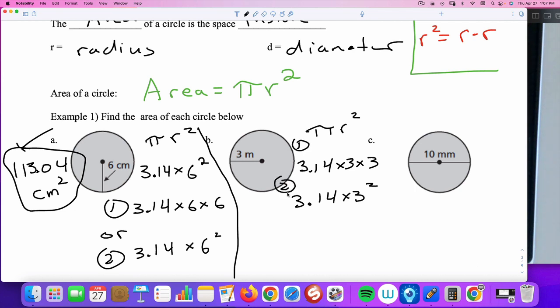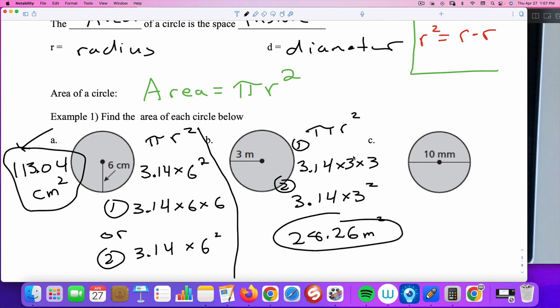No, just do the option you like best. What is my answer? Silent hands. We'll check it. Jersey. And I'm going to label it meters squared.